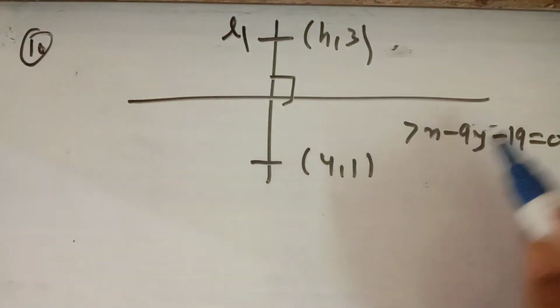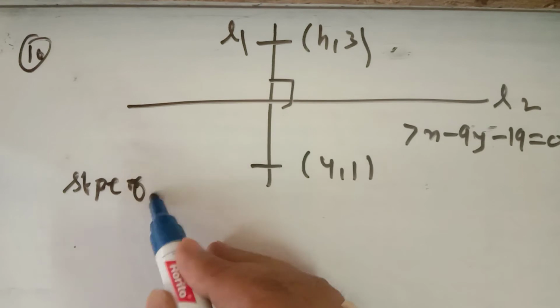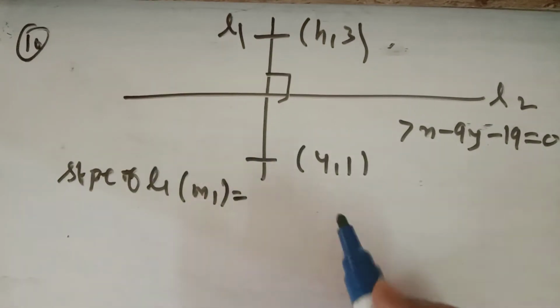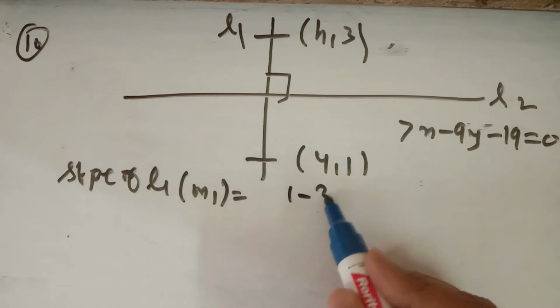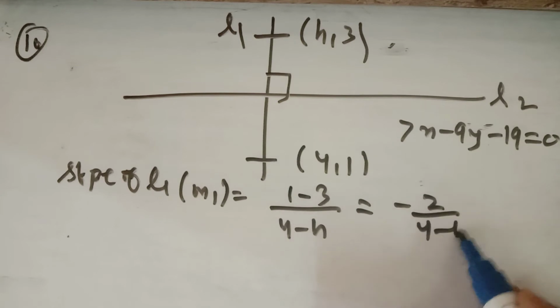So L1, let us call L2. Now the slope of the line L1, let us call it M1, we can easily find passing through the 2 points. It is y2 minus y1 upon x2 minus x1, that is minus 2 upon 4 minus h.